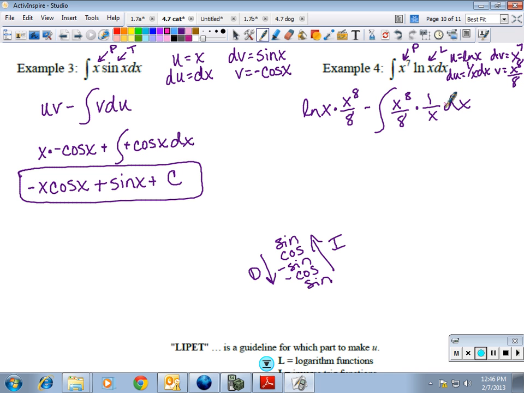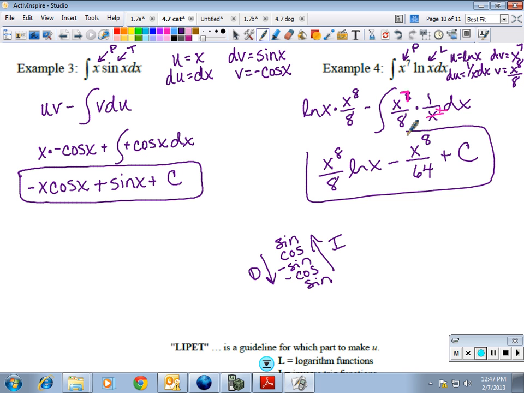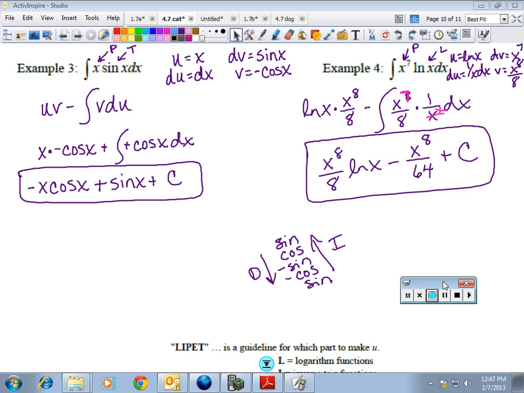Again, same thing as before. I got a 1, I got an 8, I got to make a 7, go away. And then I clean it up. It'll be x to the 8 over 8, natural log of x, minus x to the 8 over 64 plus c. That concludes our lesson on integration by parts. Make sure you get all these notes down, and we'll see you tomorrow.